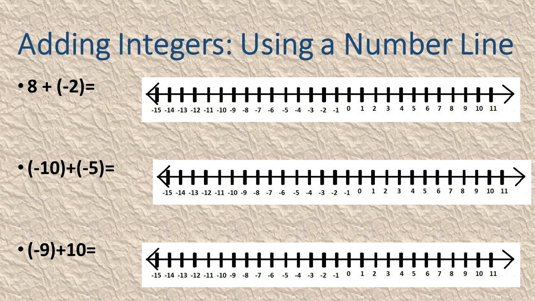The next strategy is going to be adding integers using a number line. So when we look at these examples, we're always going to start at 0. And we will always start with the first number. So we are going to move in the positive direction 8. So I'm going to jump to 8. And then this says that we need to go in the negative direction 2. So we jump back 2. So our answer is going to be a positive 6.